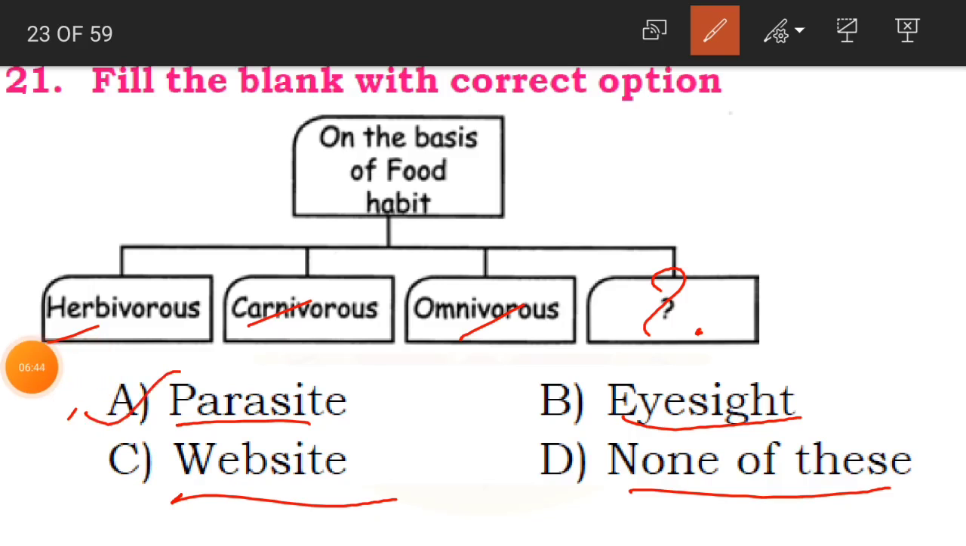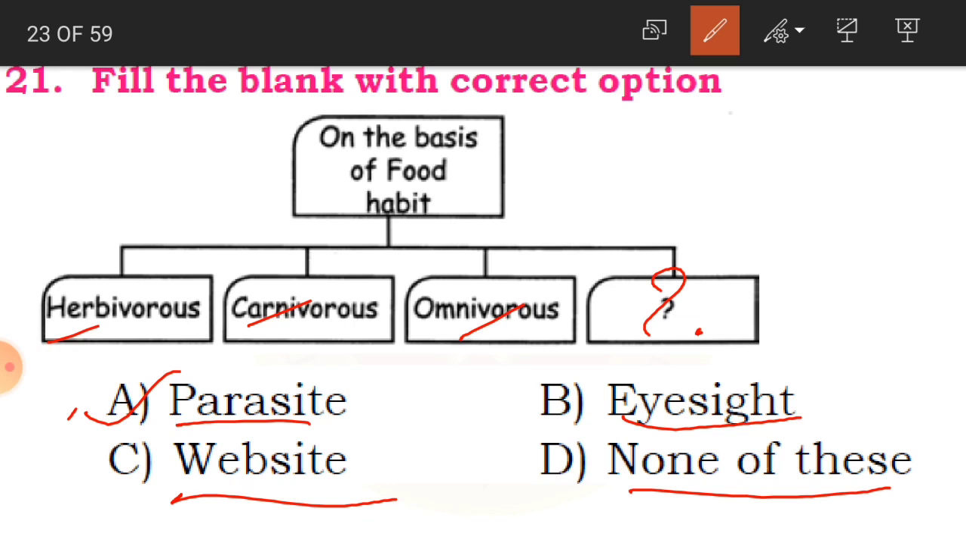Why? Parasite is also an animal which is invisible and which lives on or inside the body of an animal and which causes danger to its host. Now we have learnt this. It takes the animal or whatever on which it is living as a host as its food.